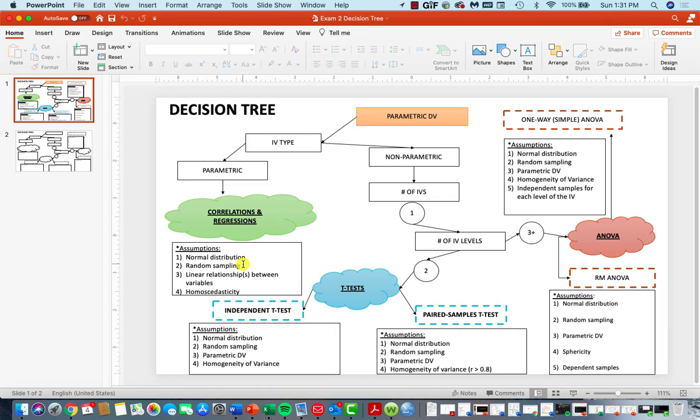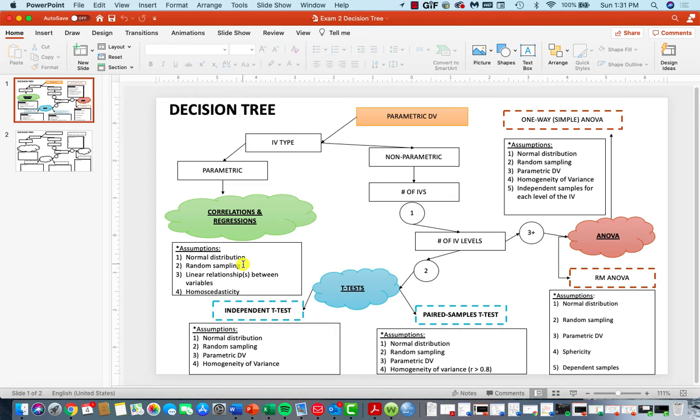Number 3 is that we have linear relationships between variables. Curvilinear relationships will not be accepted in correlations and regressions, specifically if we're doing linear correlations and regressions, which we are only doing in this class. So you have to be able to calculate a linear relationship, which is indicated by Pearson's correlation coefficient R.